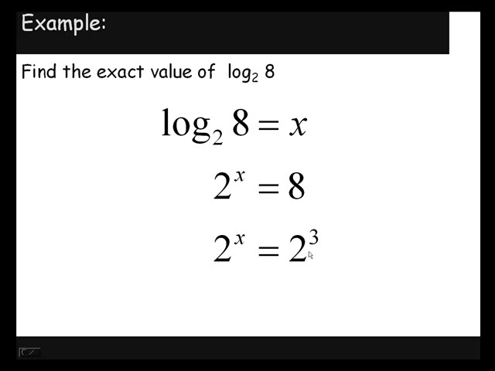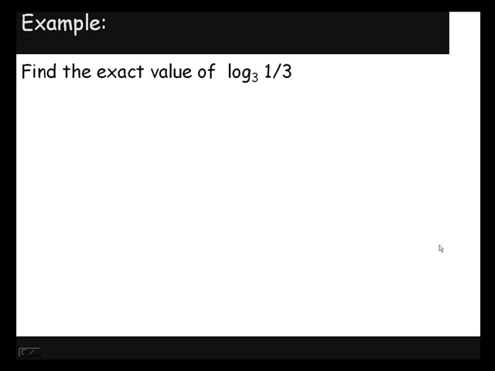2 to the x equals 2 to the third. 8 can be written as 2 to the third. Once the bases are the same in an equation like this, then the powers have to be the same. So if we have 2 to the x equals 2 to the third, then x has to equal 3. So there we go. Here's another example.